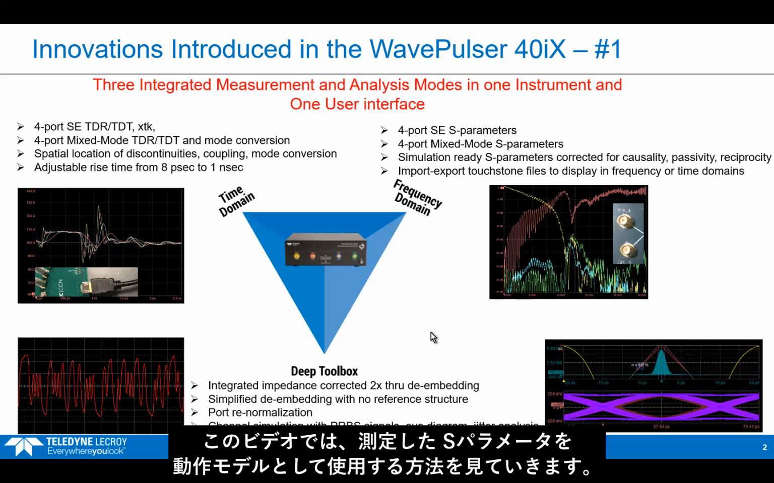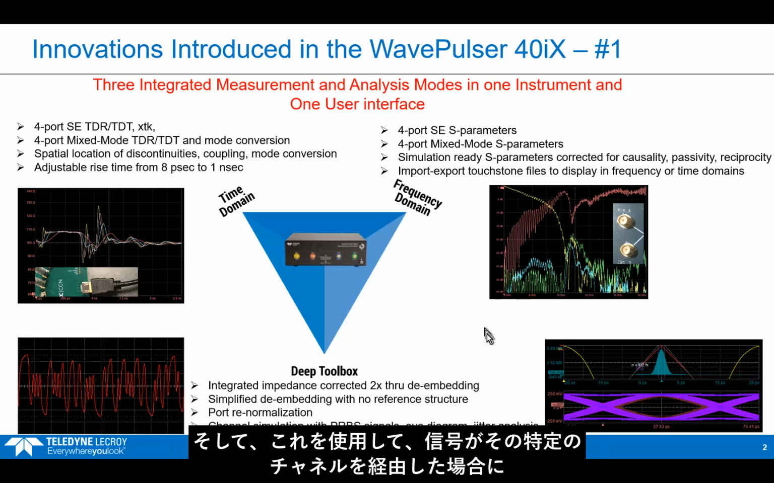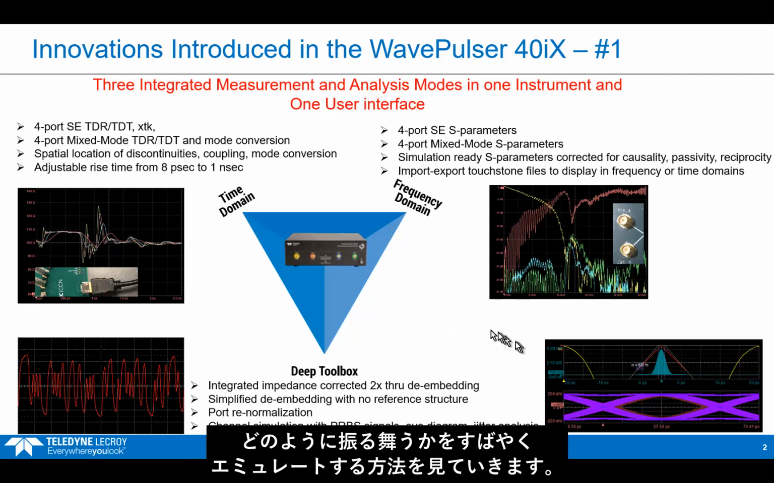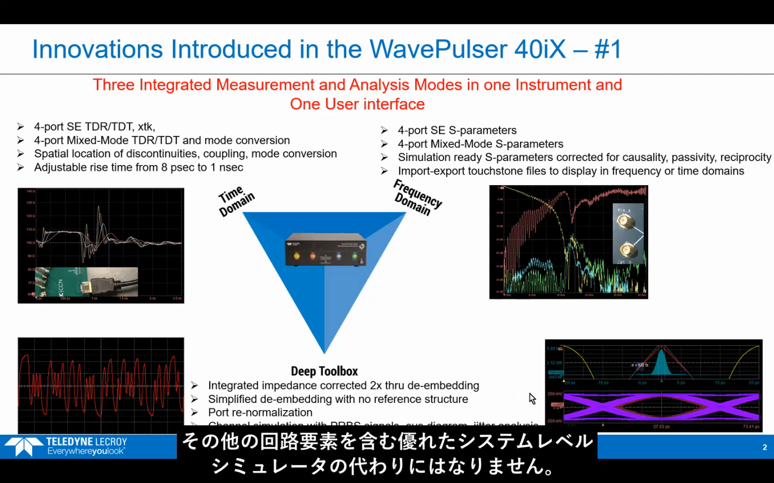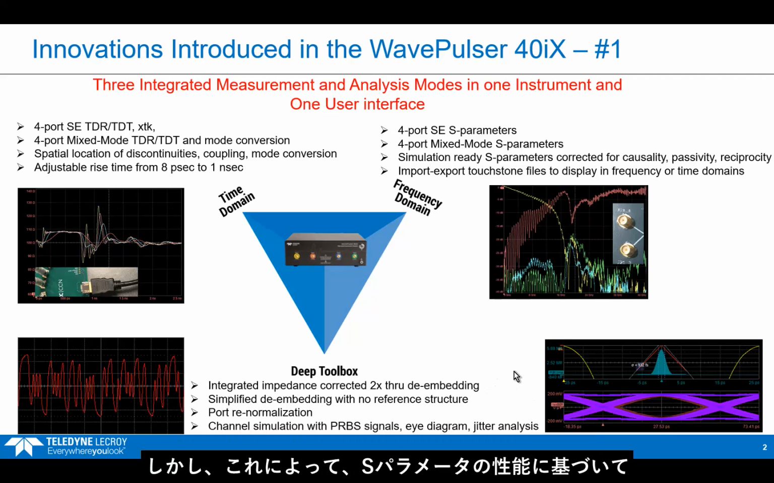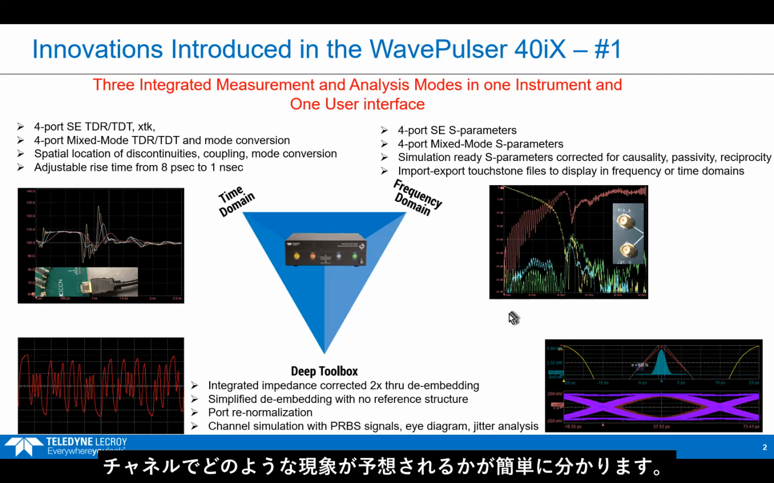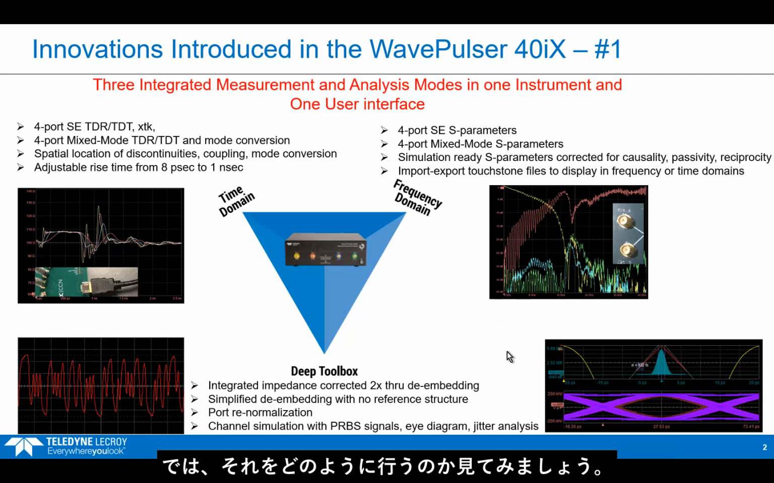In this video, we're going to look at using the measured S parameters as a behavioral model and looking at how we can use that in order to quickly emulate how a signal would behave if it were coming through that particular channel. This is not really a substitute for a good system-level simulator that might include the driver models for the transmitter and the receiver and other circuit elements that we could vary in real time, but it will give us a quick view of what we would expect to see in the channel based on the S-parameter performance. So let's take a look at how we're going to do that.